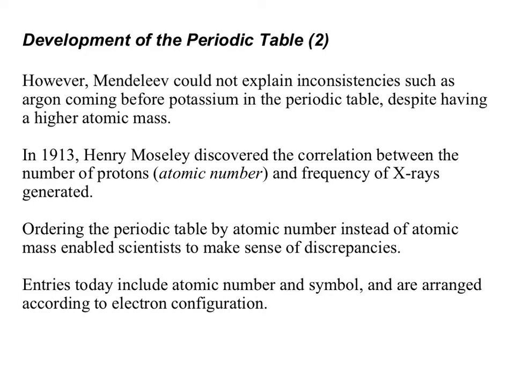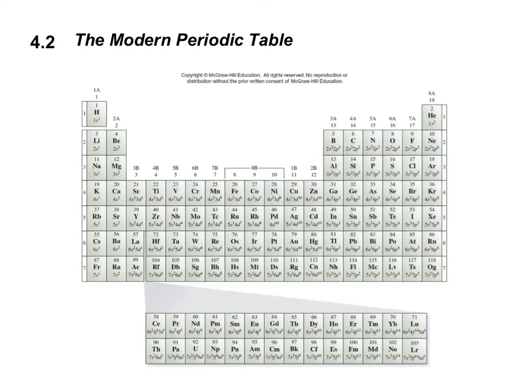atomic mass. In 1913, Henry Moseley discovered the correlation between the number of protons, the atomic number, and the frequency of X-rays generated. Ordering the periodic table by atomic number instead of atomic mass enabled scientists to make sense of discrepancies. Entries today include atomic number and symbol and are arranged according to electron configuration. So here is a modern periodic table with the electron configurations clearly shown.